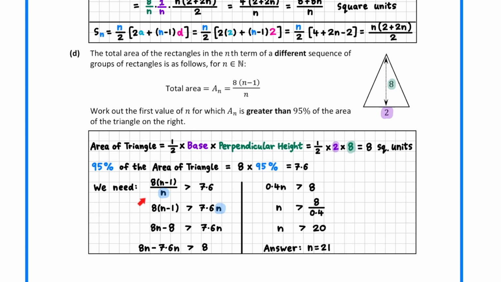We multiply both sides by n, multiply the brackets on the left, subtract 7.6n from both sides, simplify, and then divide both sides by 0.4. n is an integer, and n must be strictly greater than 20. The smallest value of n which satisfies these conditions is n equals 21.